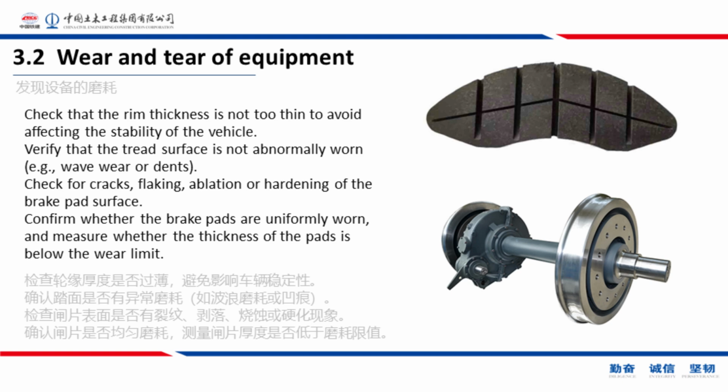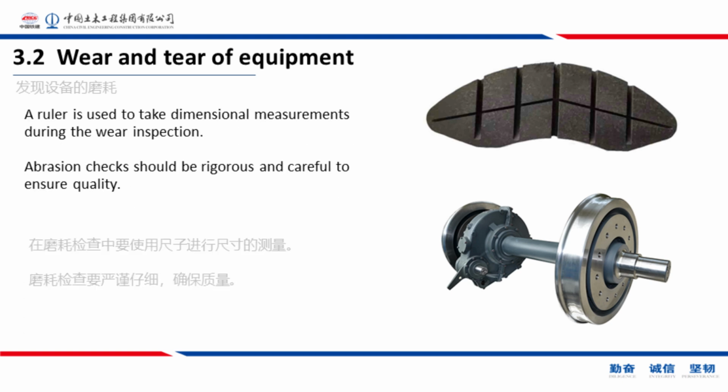PPT 29. 3.2 Wear and tear of equipment. Check that the rim thickness is not too thin to avoid affecting the stability of the vehicle. Verify that the tread surface is not abnormally worn, for example, wave wear or dents. Check for cracks, flaking, ablation or hardening of the brake pad surface. Confirm whether the brake pads are uniformly worn, and measure whether the thickness of the pads is below the wear limit.